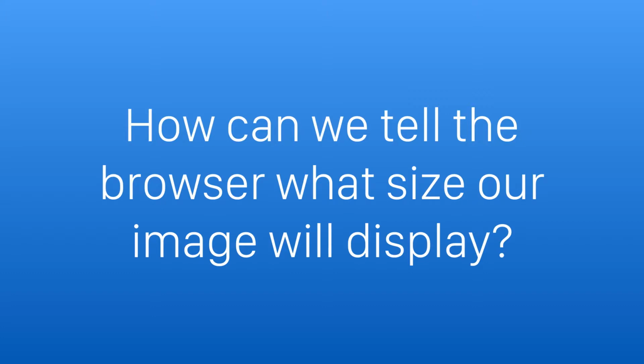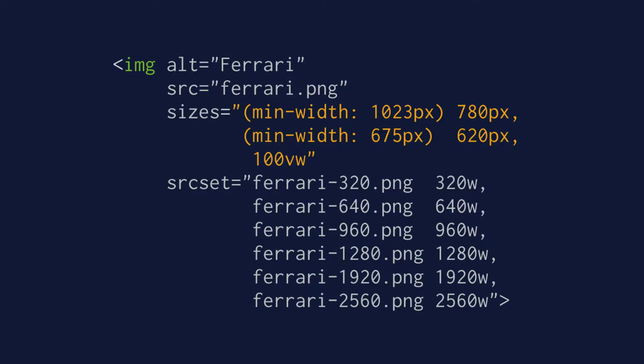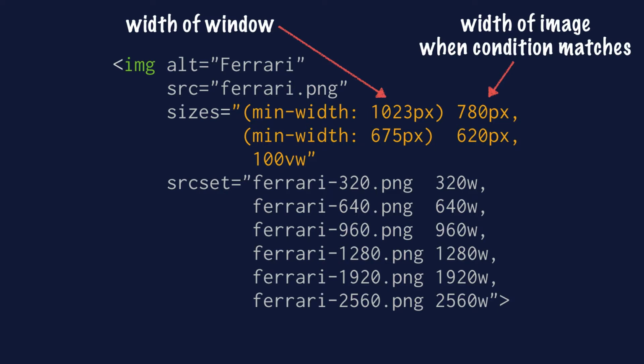Now the next question is, how can we tell the browser what size our image is actually going to render at? Because what we've been discussing so far is the browser looks at how big the viewport is, how big the window is. But most of the time your images are not going to be 100% of the viewport. Well, the answer is you're going to provide another attribute called the sizes attribute. Now the sizes attribute is another comma-separated list, and each of these items is going to provide two pieces of information. First, the width of the window. This is kind of like a minimal media query. You can use min width and max width in here. And second, you're going to provide the width that this image will display in that media query.